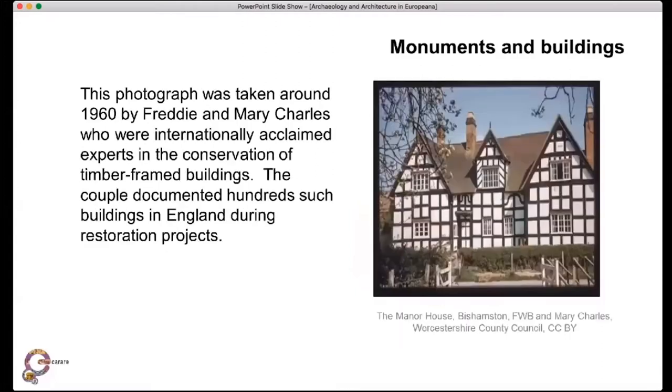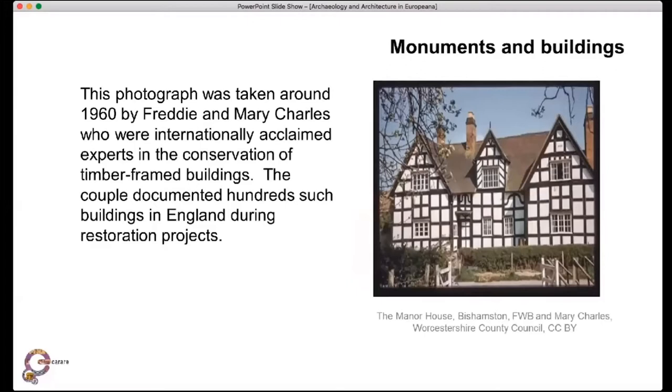This photograph of the manor house at Bishampton was taken around 1960 by Freddie and Mary Charles. Architects and internationally acclaimed experts in the conservation of timber frame buildings, the couple documented 100 such buildings in England during restoration projects.